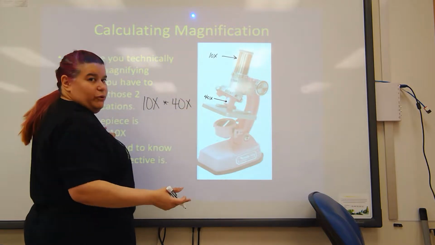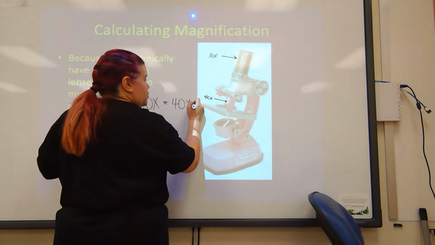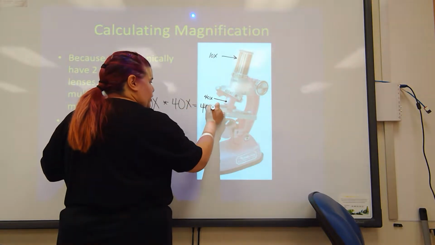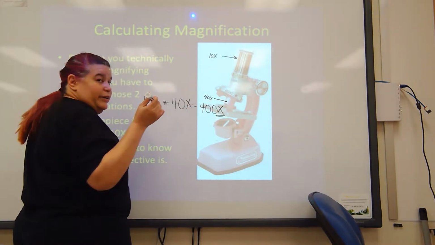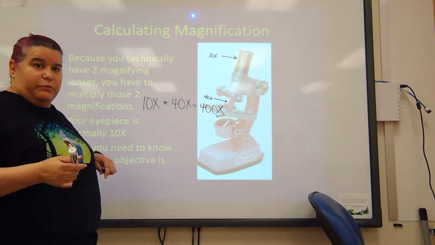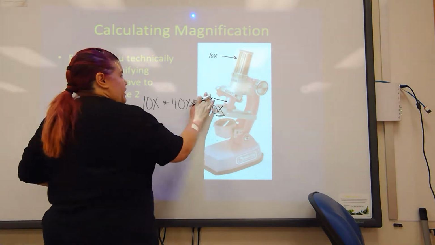So what's 10 times 40? 400. So your final magnification would be 400x. Do not forget your units. Units are really important. Now, let's change this.